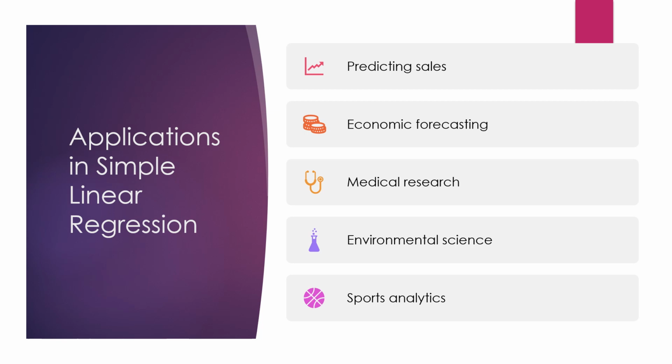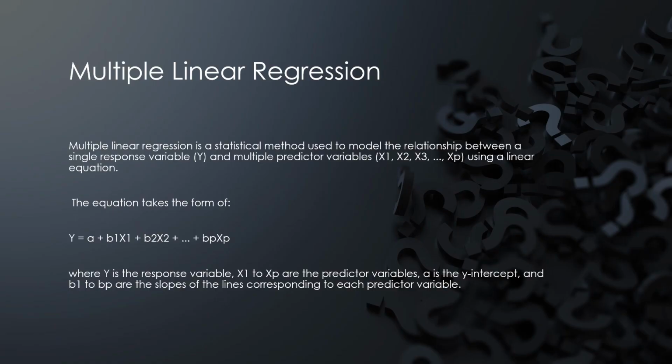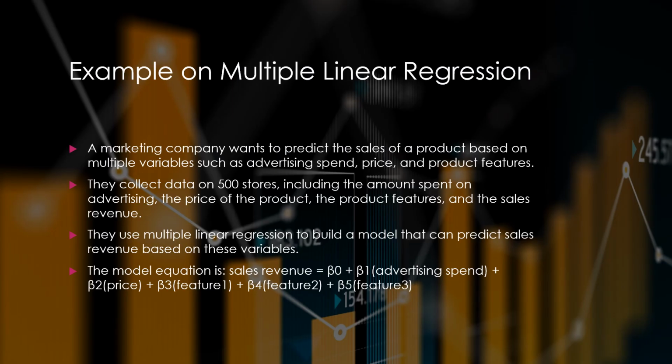Hi, I am Sachin. I will explain multiple linear regression. Multiple linear regression is a statistical method used to model the relationship between a single response variable and multiple predictor variables using a linear equation. The equation takes the form y equals a plus b1 x1 plus b2 x2 plus up to bp xp, where y is the response variable, x1 to xp are the predictor variables, a is the y-intercept, and b1 to bp are the slopes of the lines corresponding to each predictor variable.